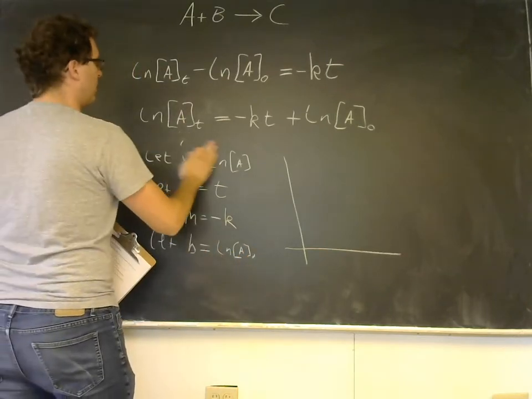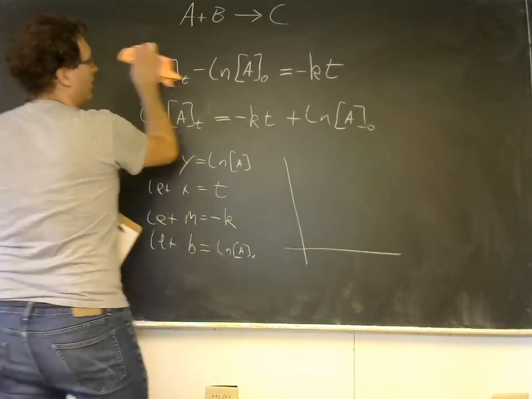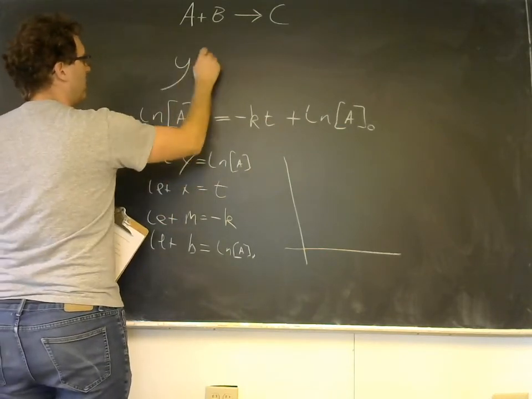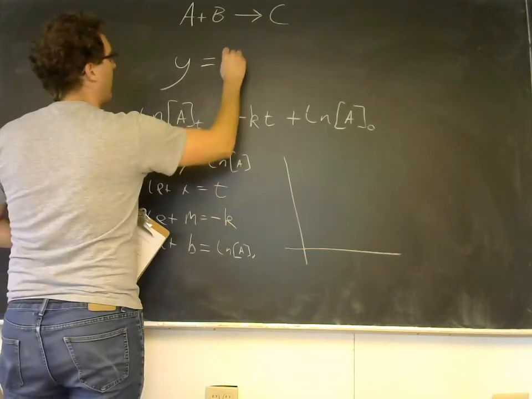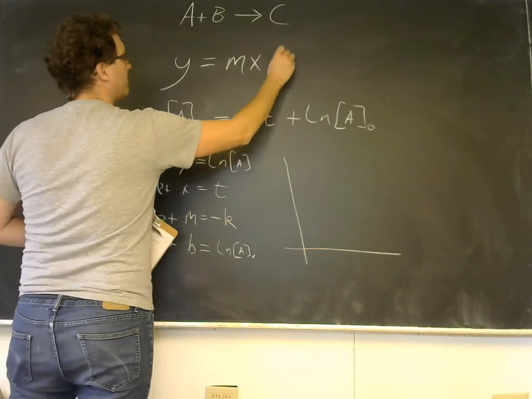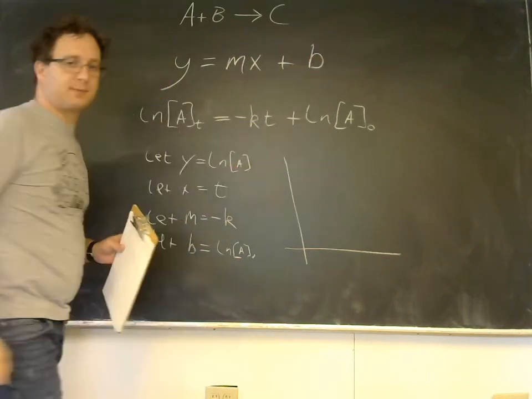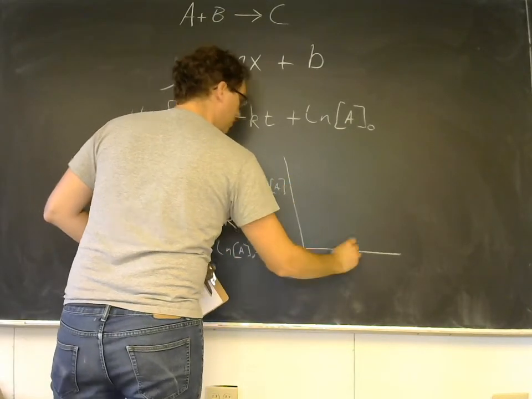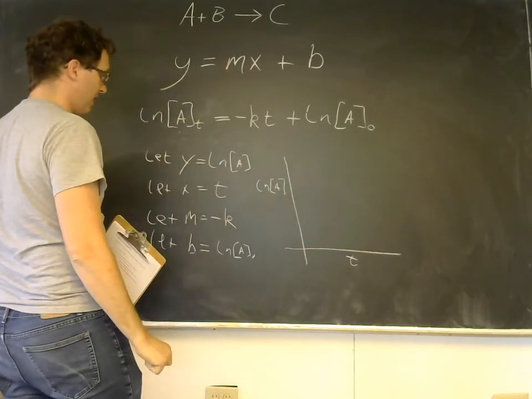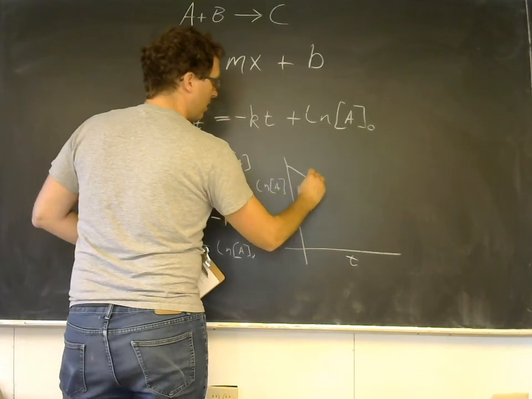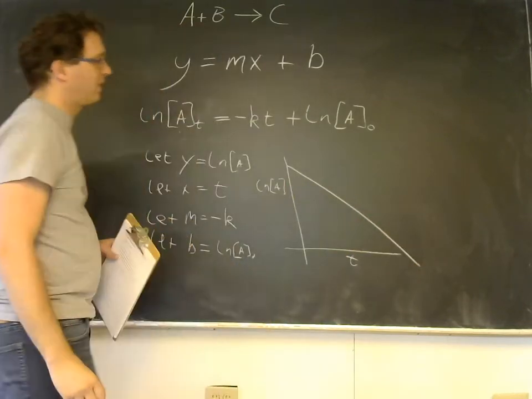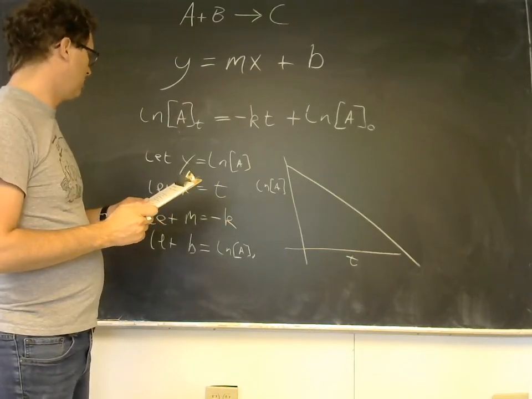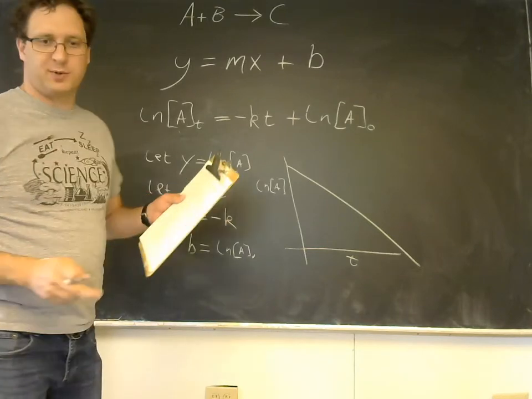Okay, well if we do all of that, I'll erase this form here. If we do all of that, natural log of A, well that's going to be y. And negative k, well that's m. t is x. And natural log of A naught is b. y equals mx plus b is the form of a line. So as long as I have the natural log of A plotted against time, then I'm going to have what looks like a straight line. Hold on a second. I want to make sure I have it sloped in the right direction, and I do.